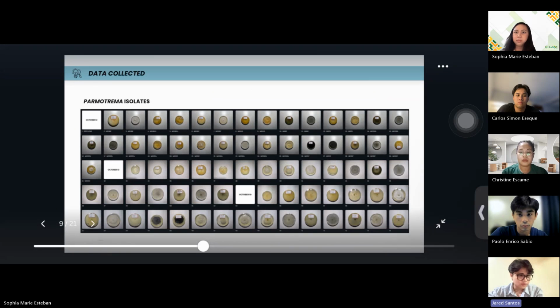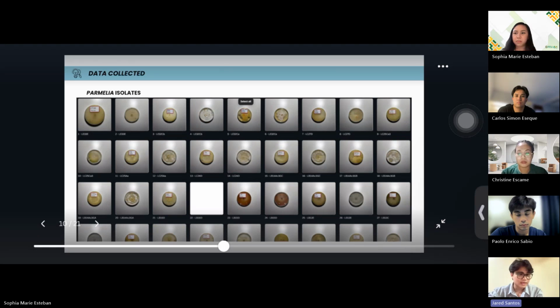So here are some of the photos of our Parmotrema isolates. Each plate here is a photograph of cultures that we have, labeled with its accession number and the date it was isolated from the plate which preceded it. So next slide, please.